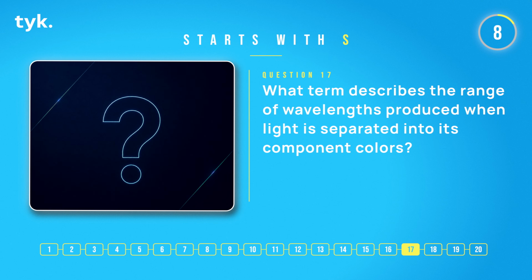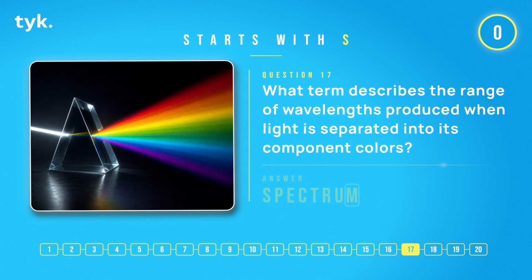What term describes the range of wavelengths produced when light is separated into its component colors? The answer is a spectrum. The visible colors of a rainbow represent only a tiny fraction of the electromagnetic spectrum.